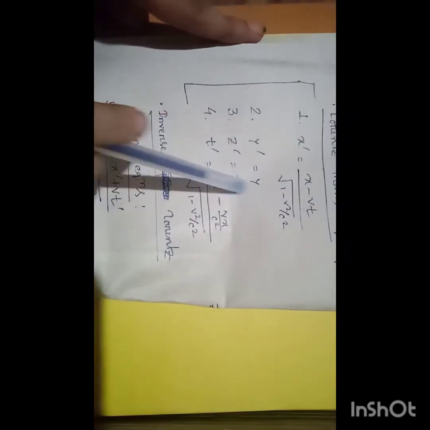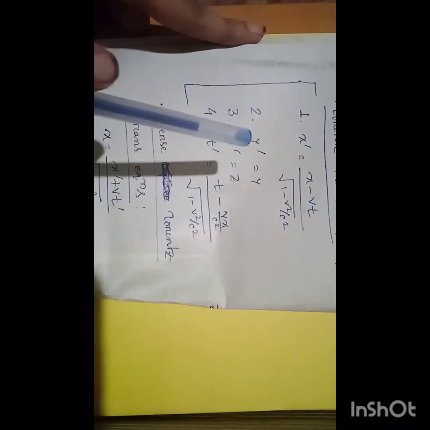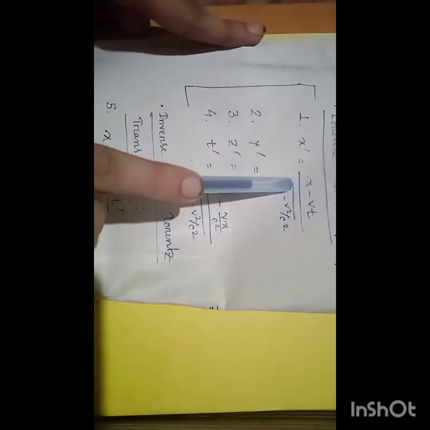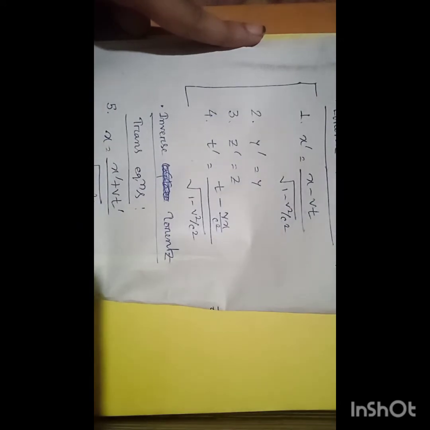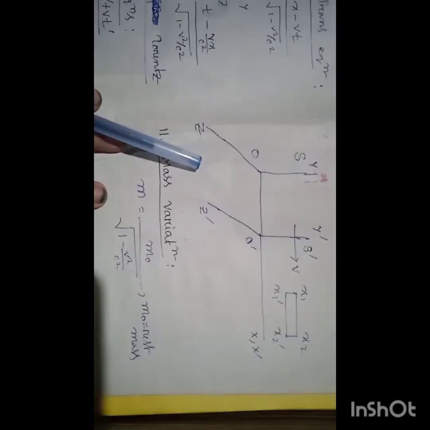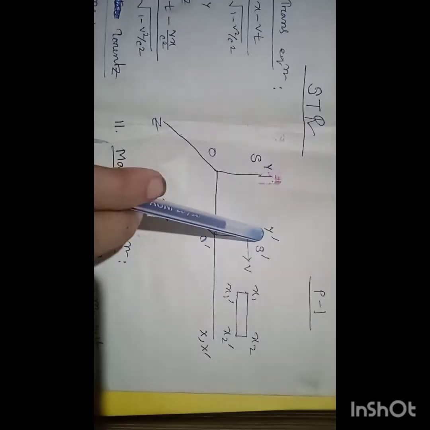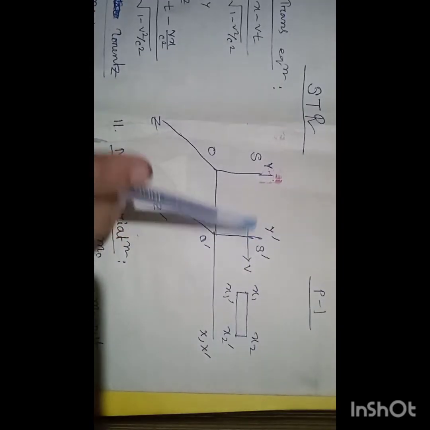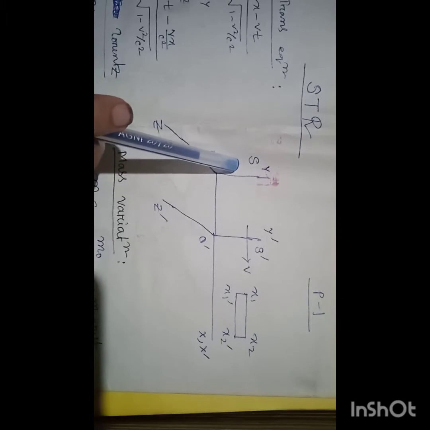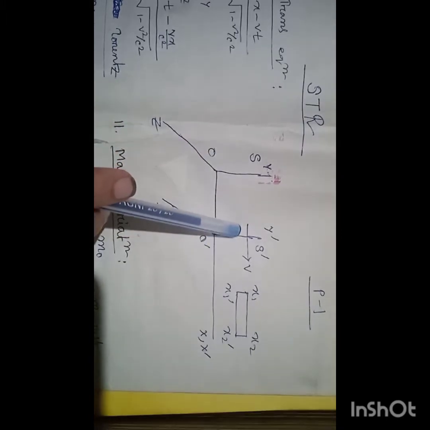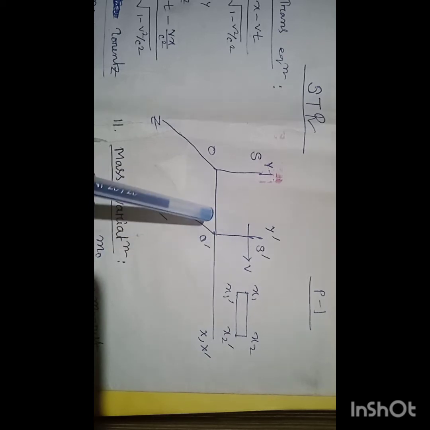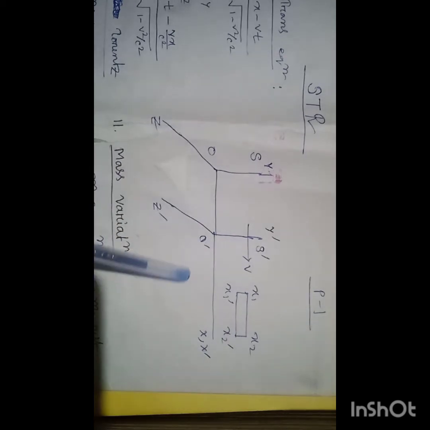These are four Lorentz transformation equations that relate prime coordinates and non-prime coordinates. Prime coordinates are given with respect to the S prime frame and non-prime coordinates are given with respect to the S frame. Here, the S prime frame is moving with velocity v along the x-axis. You can see here the coordinates with respect to two different types of inertial frames, S and S prime.